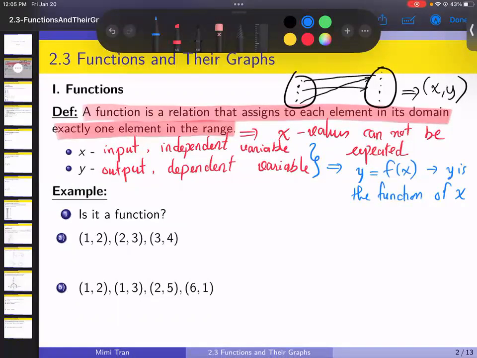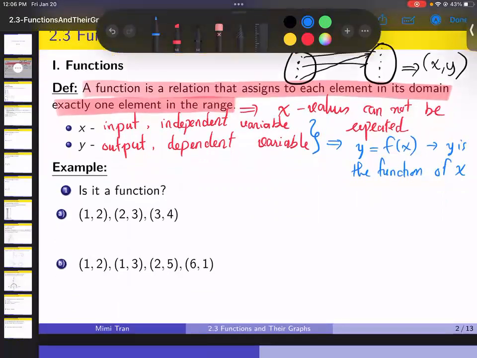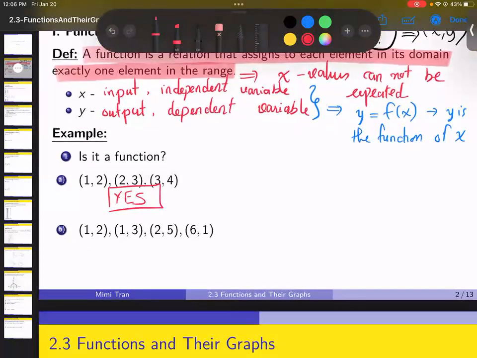Is it a function? 1a? Is it a function? Yes, thank you. Yes, right. There's no x repeated. So 1, 2, 3, no x repeated. So yes. One B. No, right? One x value takes to two y values. So no, x is repeated.